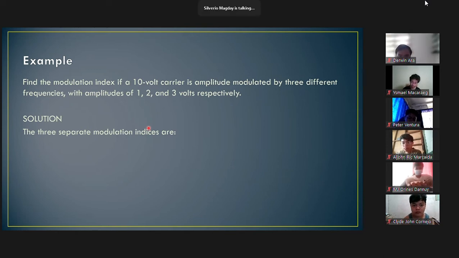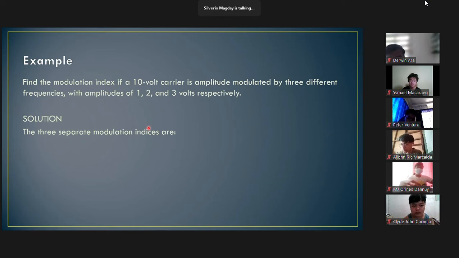Modulation index: if a 10-volt carrier is amplitude modulated by 3 different frequencies with amplitudes 1, 2, and 3, what is the modulation index? Let's take note of the given: we have a carrier with a peak voltage of 10, and 3 different frequencies modulating it.